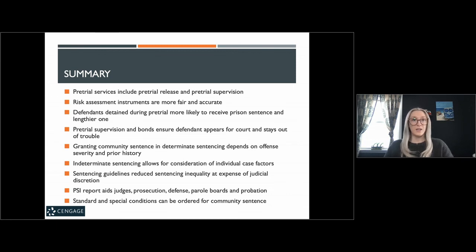And then finally, standard and special conditions can be ordered and placed onto an offender who is given a community sentence. So that was your Chapter 4 lecture. Don't forget there will be a PDF posted that you can review and follow as you're going along.